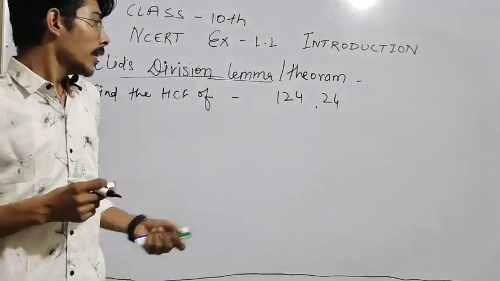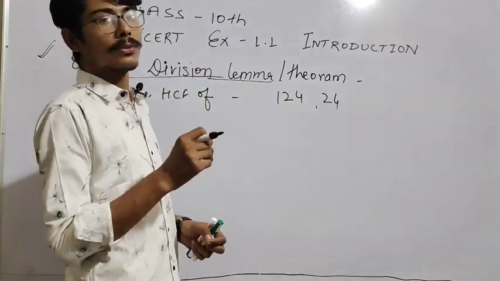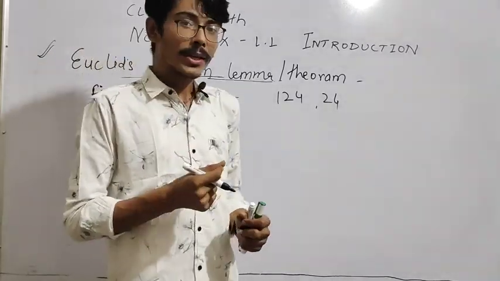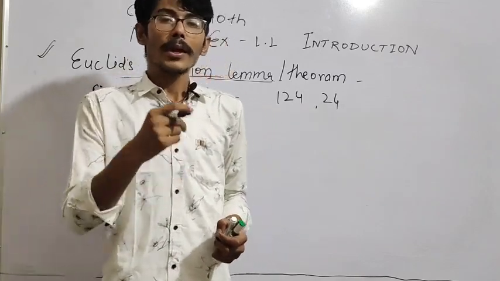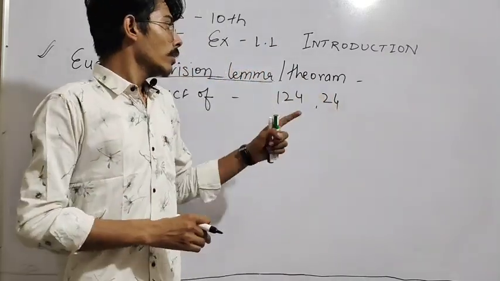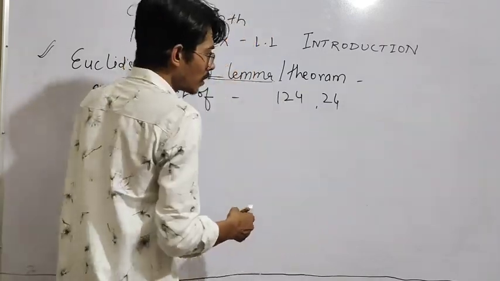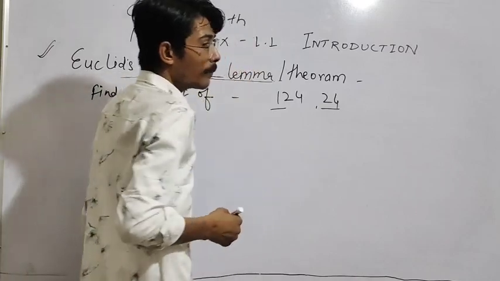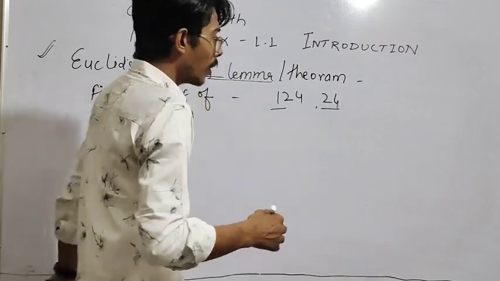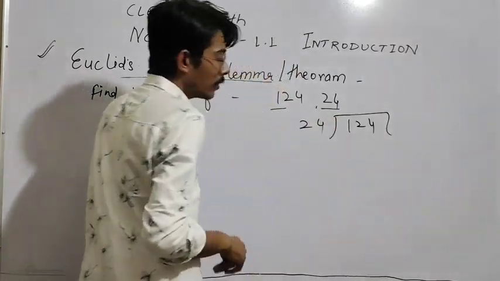I am going to say to you that in 6th class or 5th class you have discussed how to find out the HCF of any two numbers with the help of the division method. Two methods were there, the factorization method and the division method. So just use the division method. Just recall the things. We have two numbers, we will divide the greater number by the smaller number. How? 124 will be divided by 24.